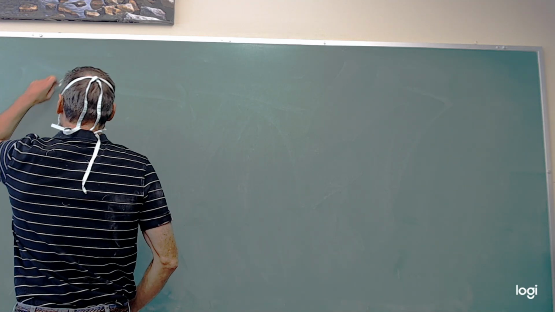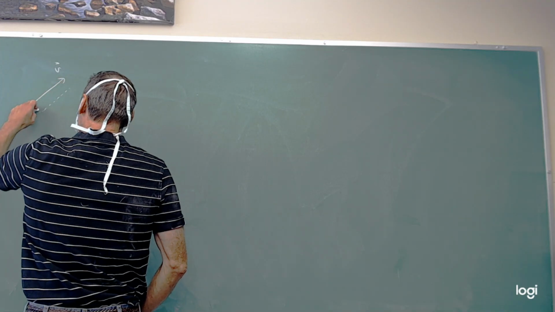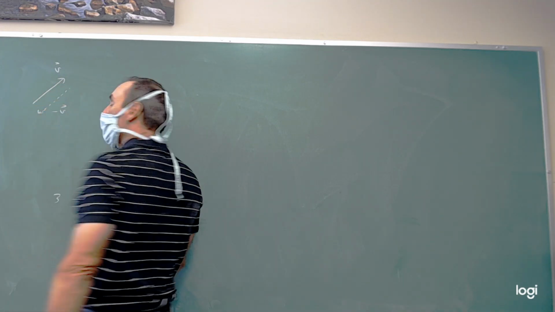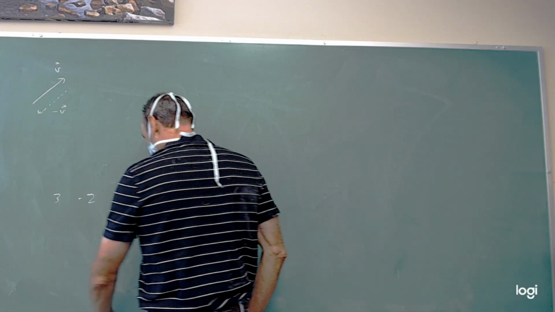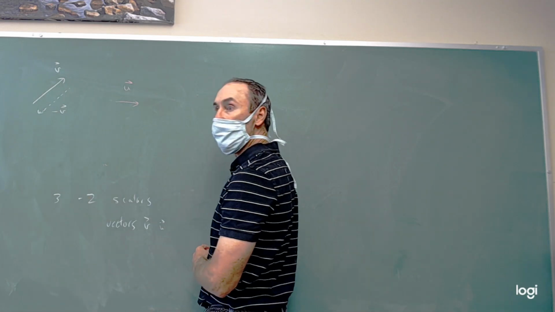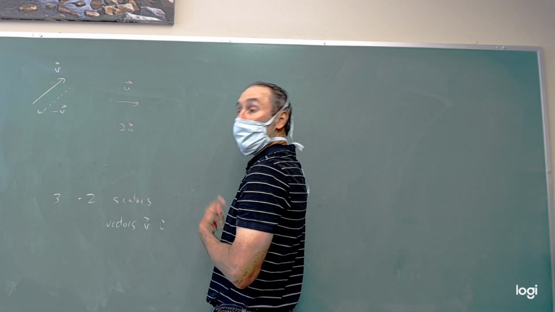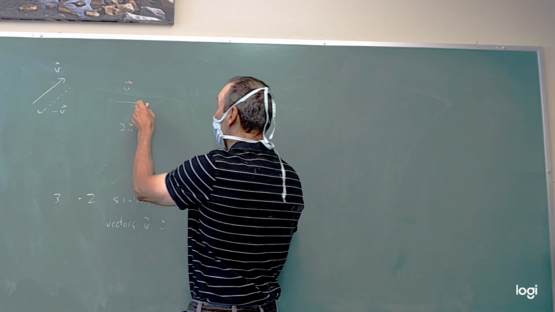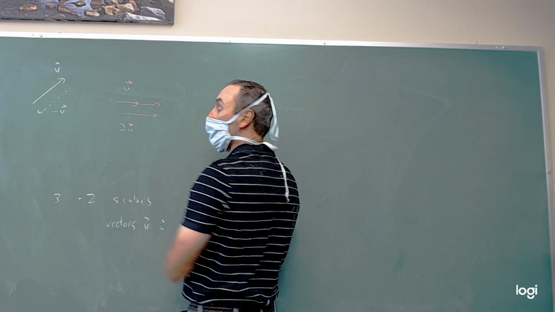So if this is vector v, then the vector that is the same length but goes in the opposite direction is negative v. And if we say this is vector u, then the vector 2u is going to point in the same direction but be twice as long. And so it's going to be this vector right here.